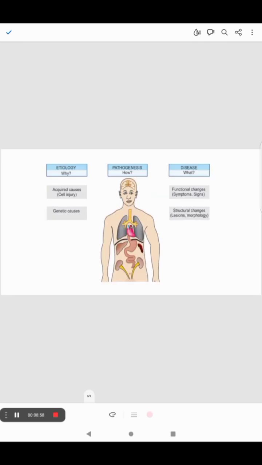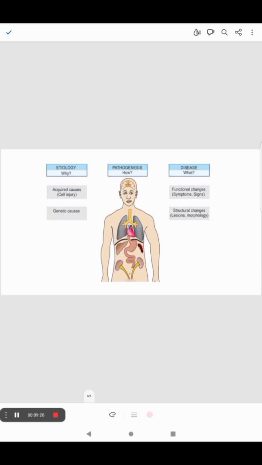Okay, this is nothing but the pictorial representation of the same thing, whatever I have told. The cause or the risk factor or the thing which is responsible for the disease, what we call etiology, can be divided into genetic and acquired causes. Next comes the mechanism, that is nothing but the sequence of events which finally will lead into the disease. That mechanism, we call it pathogenesis.